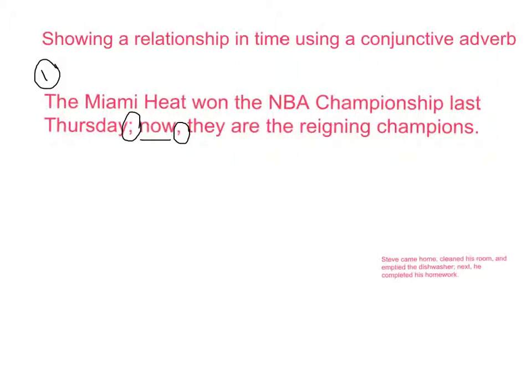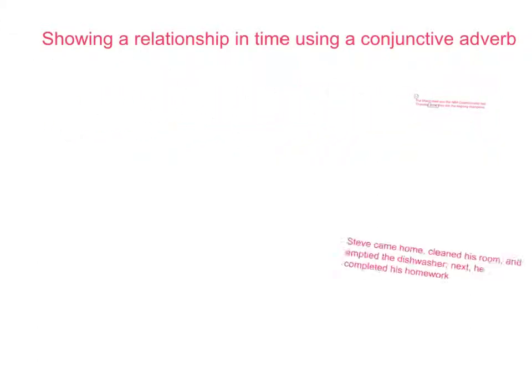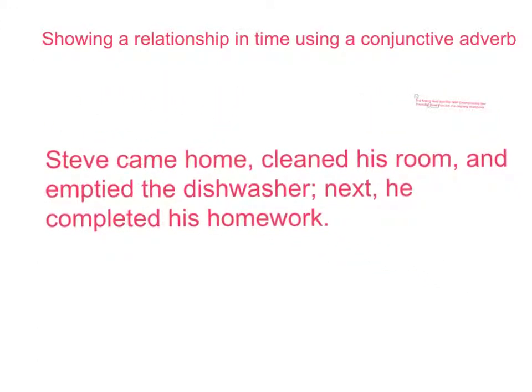reigning champions. We can look at another example that shows a conjunctive adverb showing relationship in time with the sentence here. Steve came home, cleaned his room, and emptied the dishwasher. That's our first sentence. We use once again our semicolon, our conjunctive adverb next, and a comma to show that after he came home, cleaned his room, and emptied the dishwasher, next he completed his homework, which is our second complete sentence. Once again, showing a relationship in time, what he did from one step to the next.